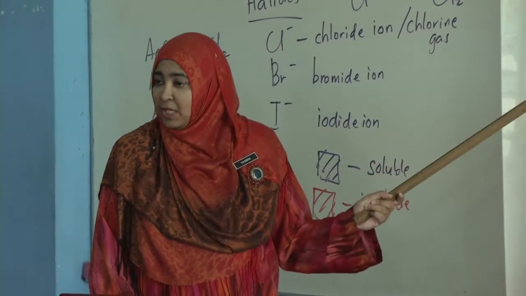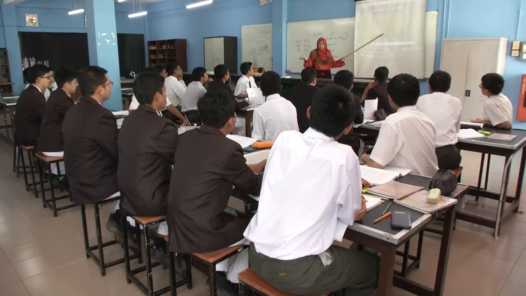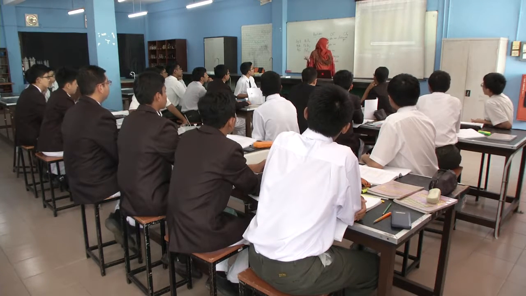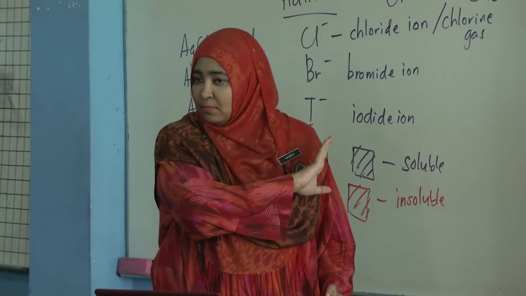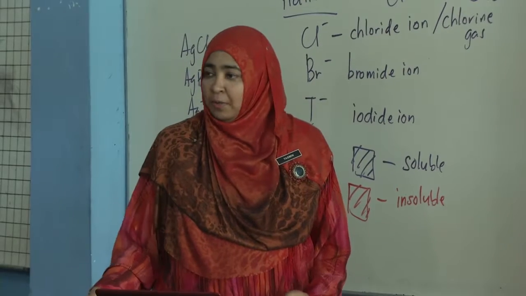But the color of the precipitate depends on the cations. If the cations is from transition metal, then it will be colored. If it's not, then it's white. Until here, clear? Okay, all right.